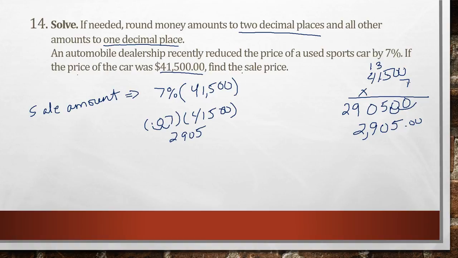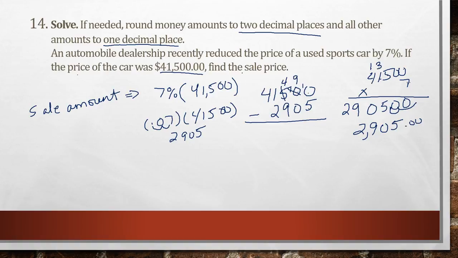So I'm going to do that over here. So we have 41,500 minus 2,905. And that's going to be the sale price. So we can't take 5 from 0, so we need to carry from the first one that we can carry from, which would be this one.